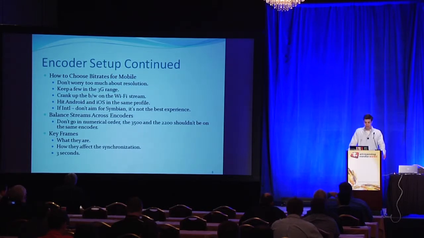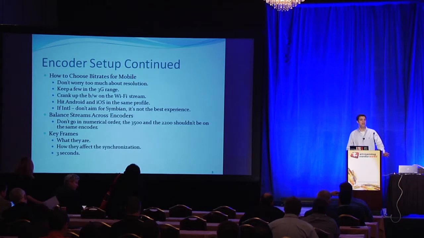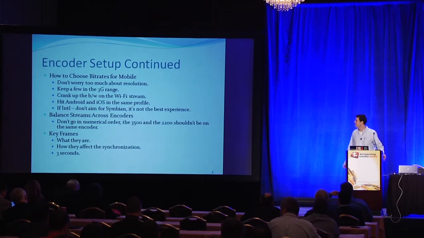Balancing streams across encoders. When you have a stack of like 8 bit rates, don't put the first 4 on the first encoder and the next 4 on the next encoder. You need to balance these things out because you're going to run into encoding issues. You can end up having the CPU, obviously, completely maxed out if you put the 35 and the 22 on the same encoder. That's about all that's going to fit there.